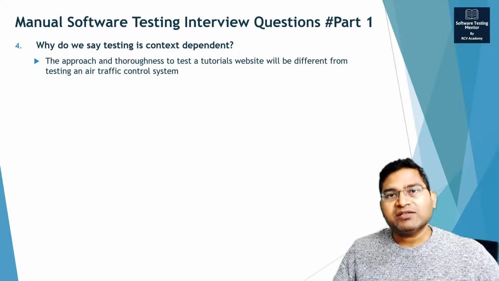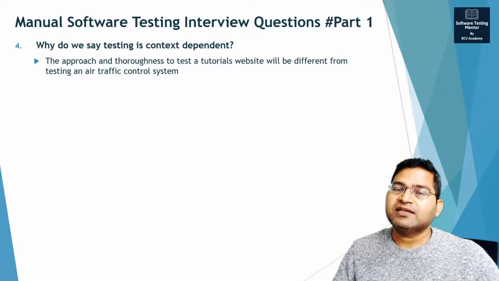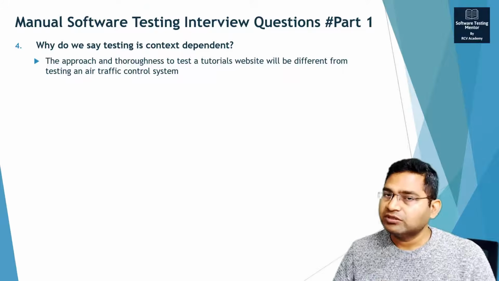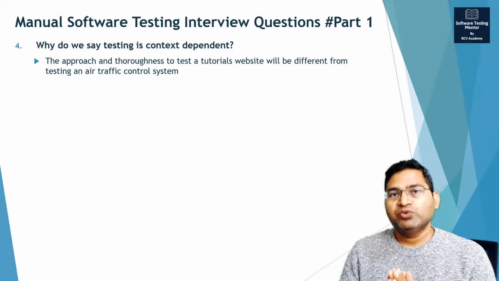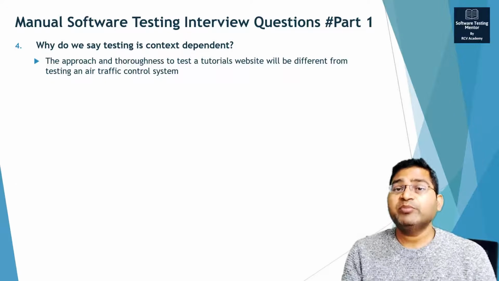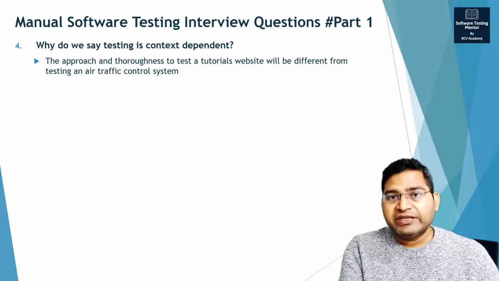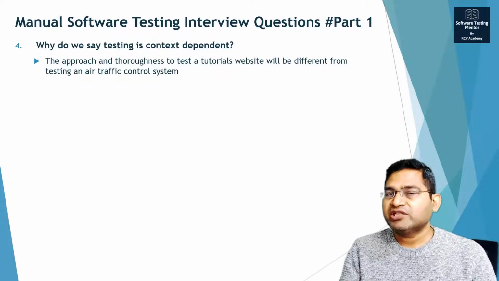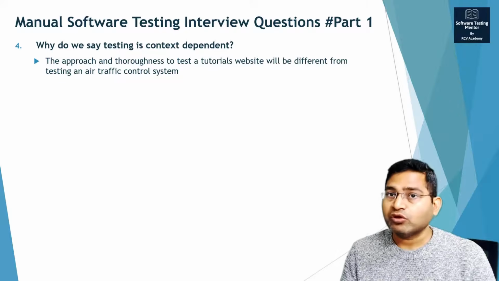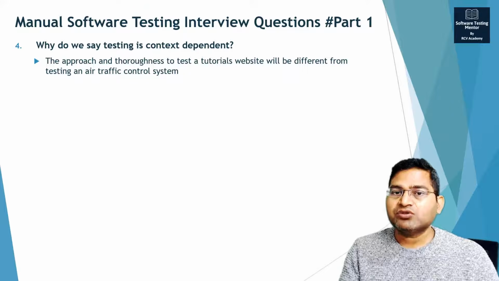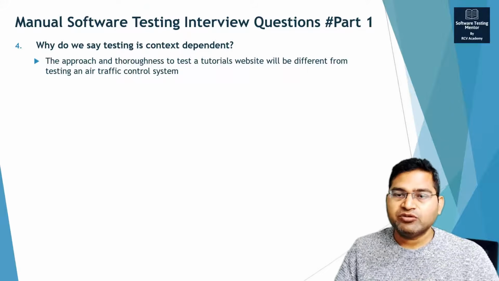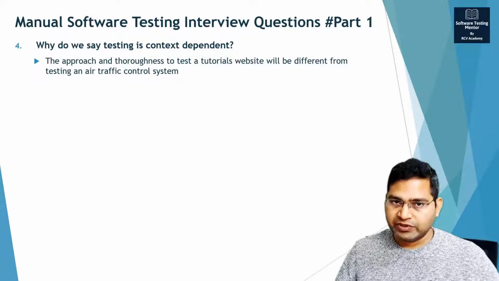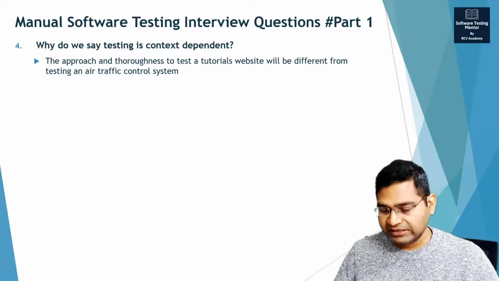So the approach of testing a tutorials website will be different compared to the air traffic control system. This is why we say that testing is context dependent. Depending on the context the application is tested for, you will apply the principles, practices, and thoroughness for that particular context, so that the application you are testing is tested thoroughly depending on the context. Okay, so this is why testing is context dependent.